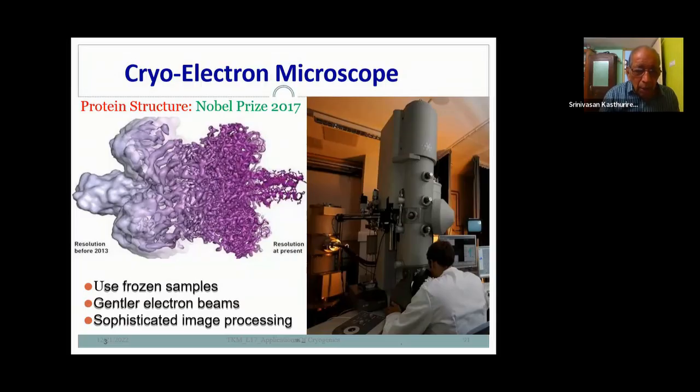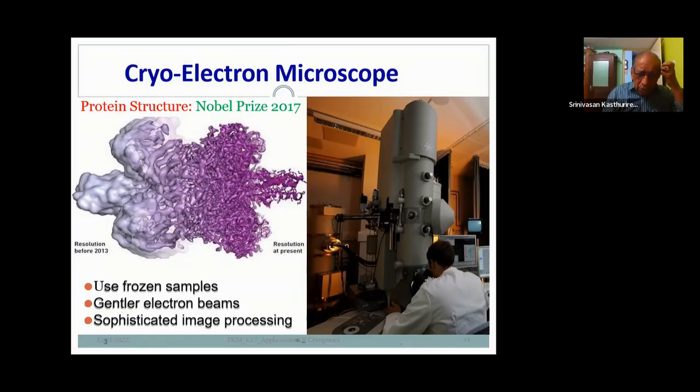So now you have a resolution. You can see in this picture the resolution prior to 2013 is on the left side, and the present resolution, you can see here how fine the resolutions can be seen. So this is another important development in the area of cryo-electron microscopes.